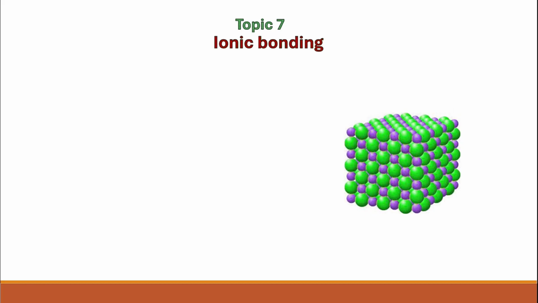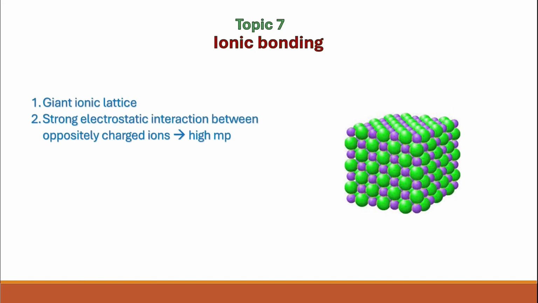Moving on to the bonding. So ionic bonding is one of the topics in paper 1. However, it only comes in paper 2 sometimes when they ask you about electrolysis of molten ionic compounds, or if they have a question about ionic formulae.